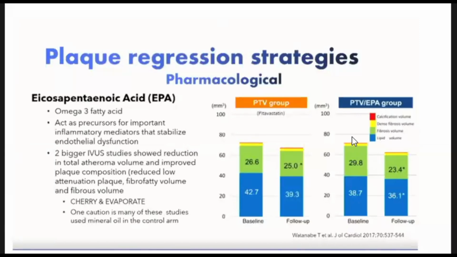But the problem with the fish oil studies is they have used mineral oil in the control arm to modify the results of this fish oil. So that's why fish oil is always controversial.